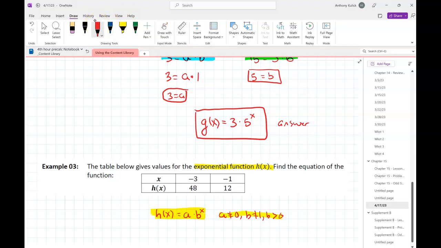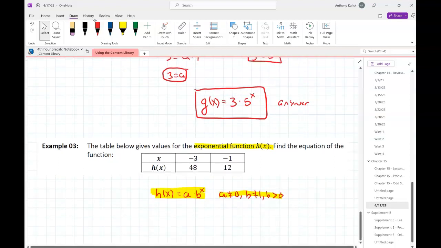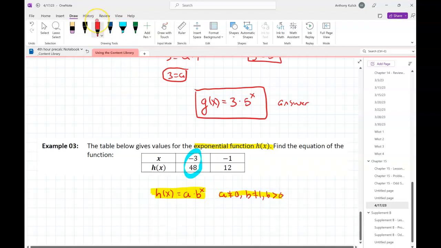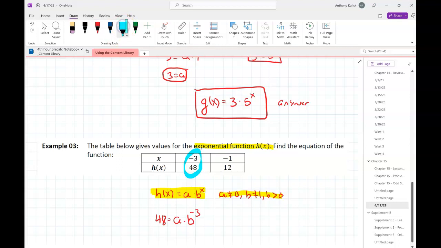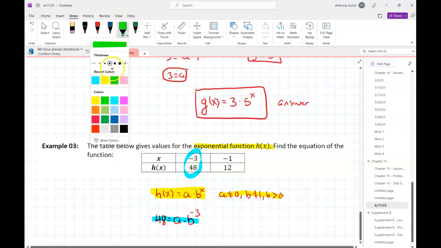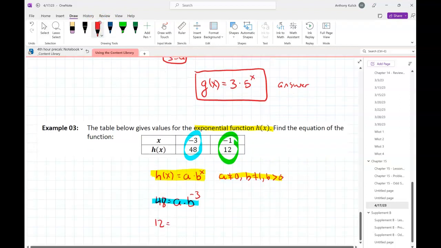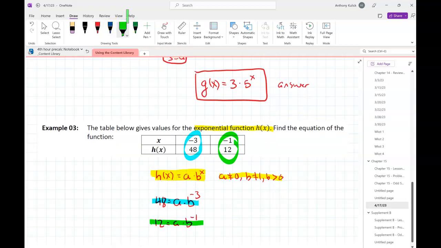Now this is less convenient, right? If I try to plug the first point in, I would write 48 equals a times b to the negative 3. And if I try to plug the second point in, I would write 12 equals a times b to the negative 1. And no matter which point I plug in, I still have two variables. What am I going to do here?